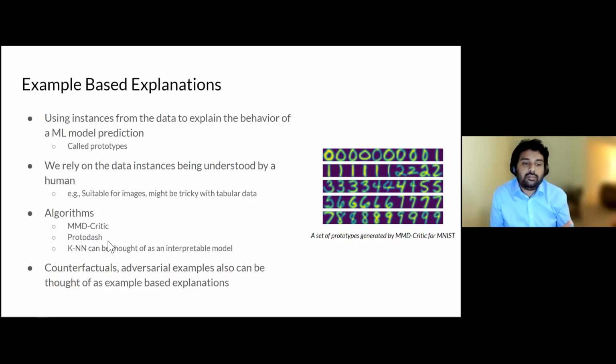The nearest neighbor algorithm can be thought of as an interpretable model that generates explanations by examples, because you basically find the nearest neighbor, the nearest neighbor's label is assigned to you, and the explanation of the prediction is the nearest neighbor, which is an example. So it can be thought of as an example-based explanation. Counterfactuals and adversarial examples, if you may have heard about adversarial learning, are also thought of as example-based explanations, because we are not giving a feature-based explanation, but another instance as an explanation.